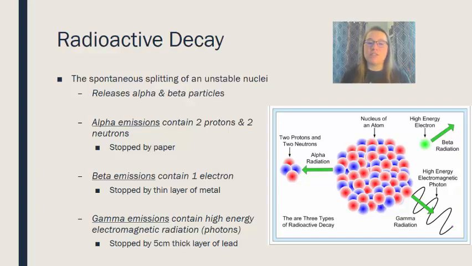Now, alpha emissions have two protons and two neutrons, and really all you need to know about this is alpha emissions are nothing to really worry about, and they can be stopped by a single sheet of paper. Beta emissions are a little bit more dangerous. These contain electrons, and they take a little bit more protection, which would be a single layer of metal. But gamma radiation, this is what we really need to worry about. Gamma radiation contains high energy electromagnetic radiation, or photons, and gamma radiation can only be stopped by a thick layer of lead that's generally 5 centimeters or thicker.